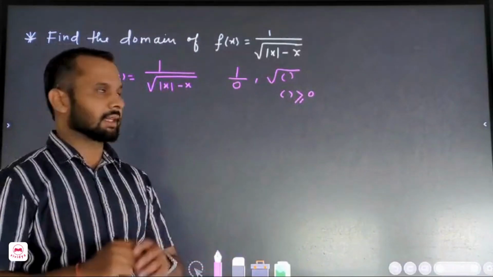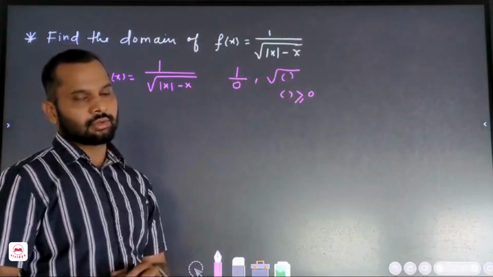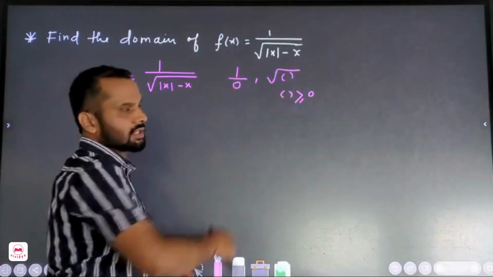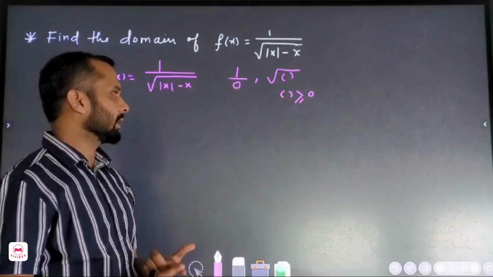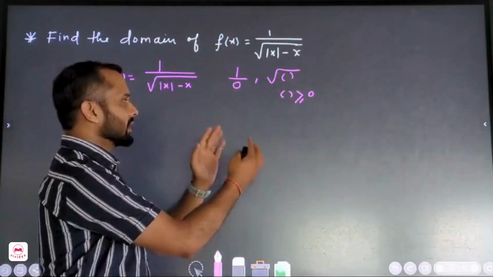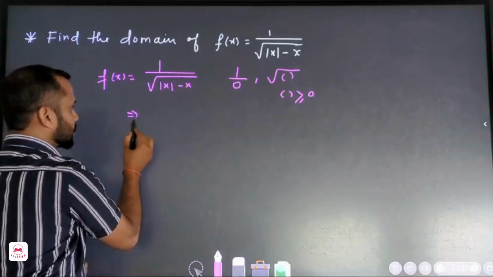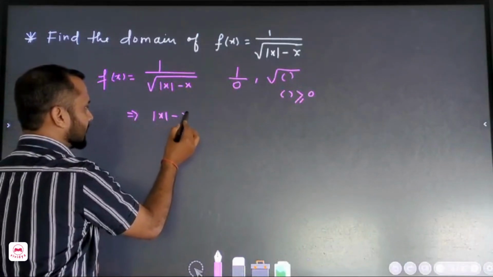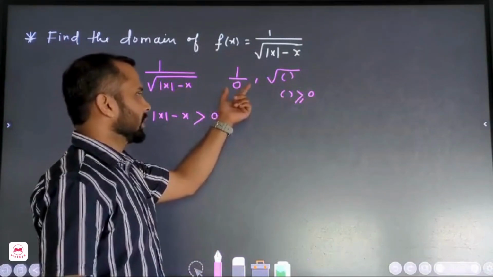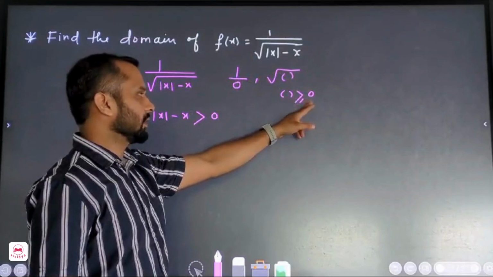Now we should merge both cases together, because it is 1 upon the expression and it is inside a root also. Since we don't want those values for which the function is going to be 0, that's the first thing. Second, whatever is inside should be greater than or equal to 0. So if I plug both things together, mod x minus x should be greater than 0. Why not equal to? Because if I put equal to, it will be 1 upon 0, which we can't take. Inside it would otherwise be greater than or equal to.